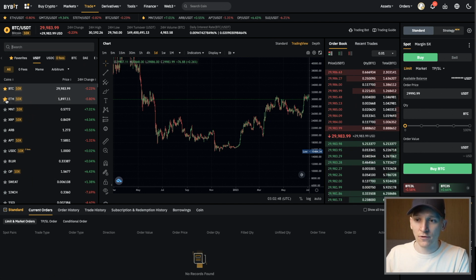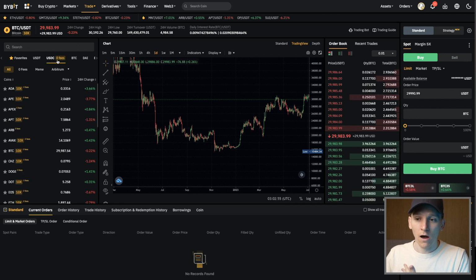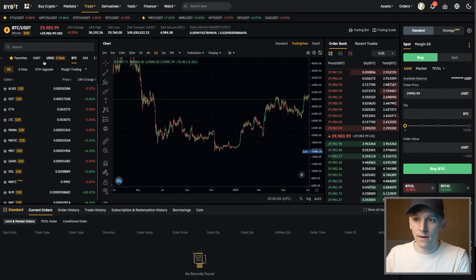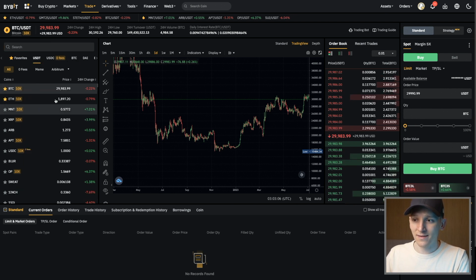You can also add favorites just with the stars right here. Now, as of right now, you can see USDC actually has 0 fees. I don't know how long that's going to last, but if you do have USD coin, then you might be paying basically 0 fees on trading that as of right now. And you can see Bitcoin pairs and so on. So that's the pair that you're trading.